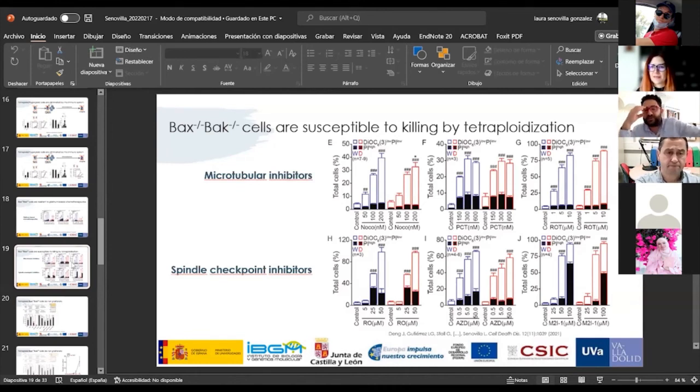So did you try, for example, vincristine, which is, you know, the antagonist of nocodazole, if I'm not wrong? No, vincristine is the same actually. So did you try the antagonists, vincristine and paclitaxel, and more especially the combination between cisplatin and this spindle inhibitor and microtubule inhibitor?